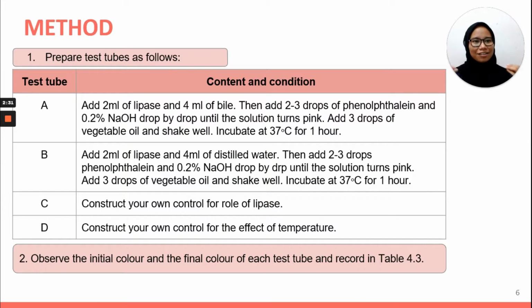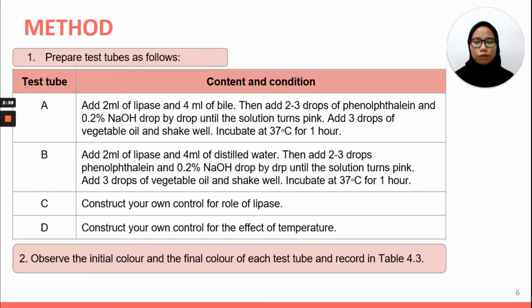Welcome to another slide of methodology for another experiment, which is the lipid experiment. What we need to do for this experiment is first prepare test tubes as follows. We require 4 test tubes, and we label them A, B, C and D. Each test tube contains different content and different conditions.